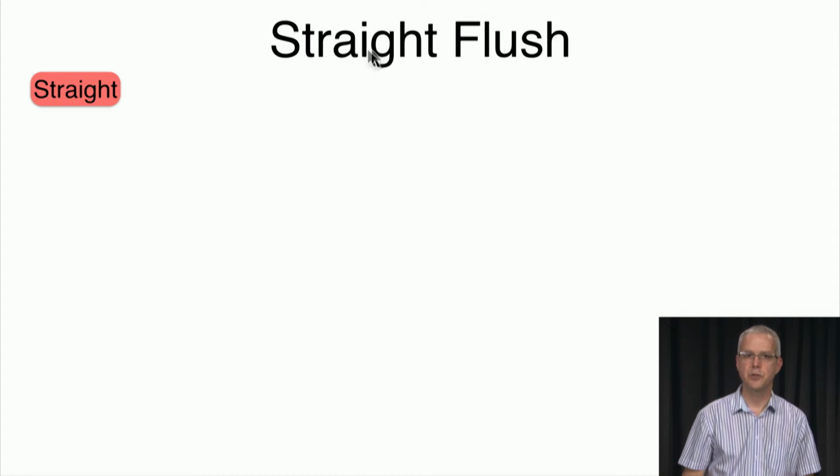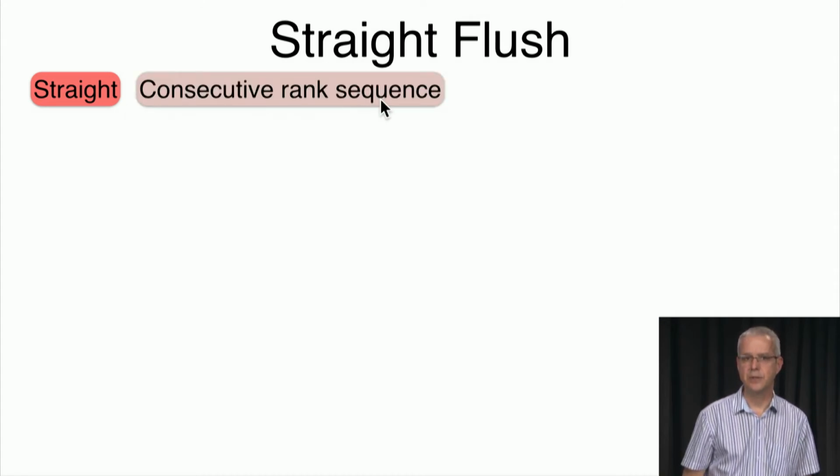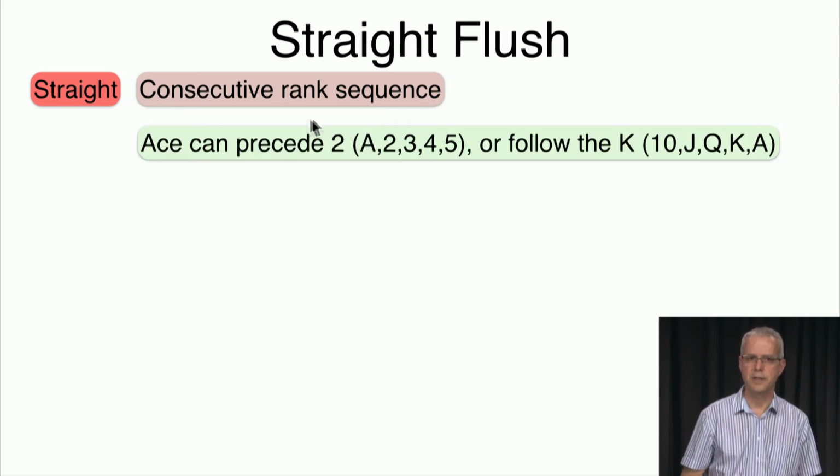let's explain these 2 words first. Straight means a consecutive rank sequence. For example, 2, 3, 4, 5, 6. And notice that an ace can precede a 2. For example, ace, 2, 3, 4, 5, or it could come at the very end after a king. So we can also have 10, jack, queen, king, ace. That's okay, to put the ace there too. So that's what a straight means, just a consecutive rank sequence.